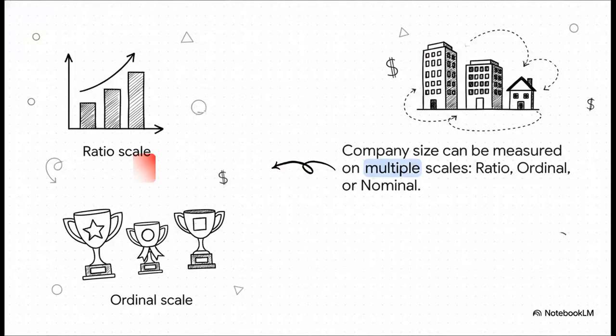Now, this is what makes it all click. You can take the exact same idea, like a company size, and measure it on different scales depending on what you need. For the most detail, you could use a ratio scale, market cap down to the penny. Or you could simplify it to an ordinal scale and just rank companies from #1, #2, #3. Or go even simpler with a nominal scale and just label them large, medium, or small. The scale you choose all depends on the question you're trying to answer.